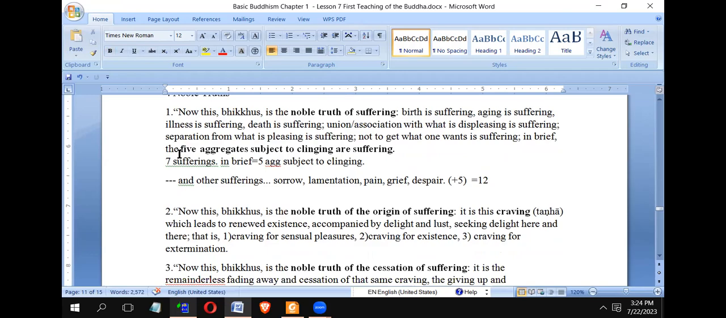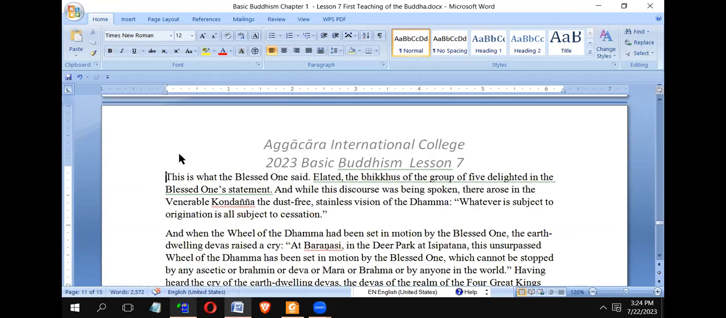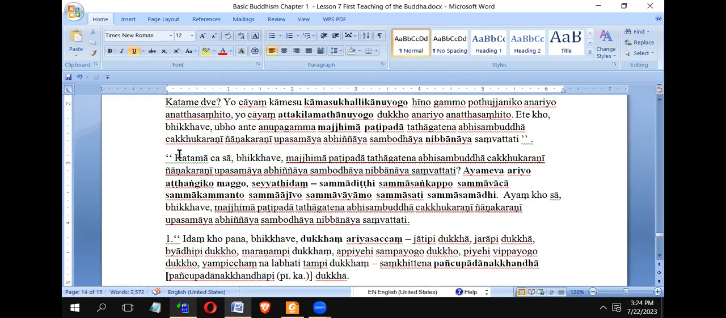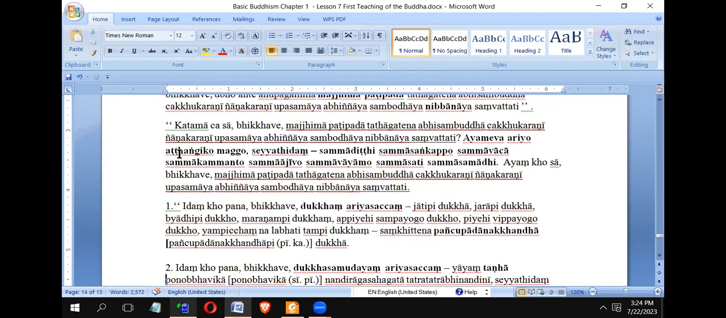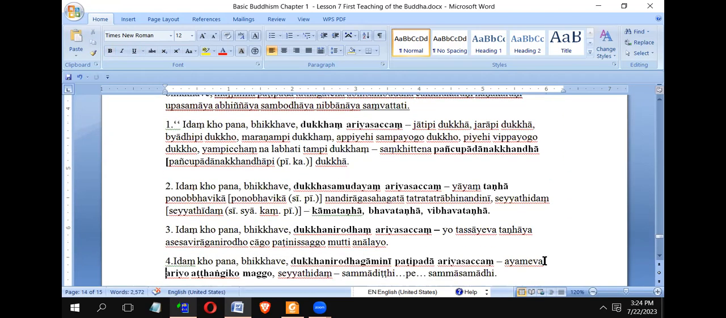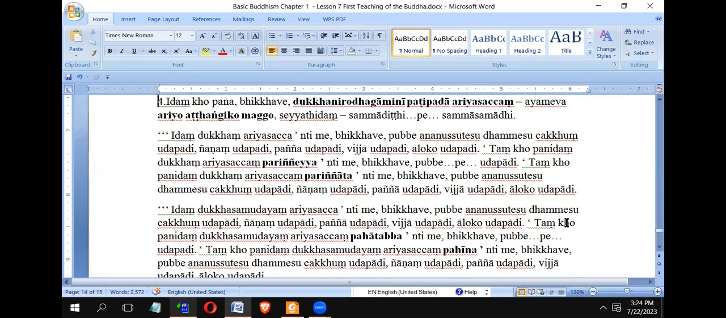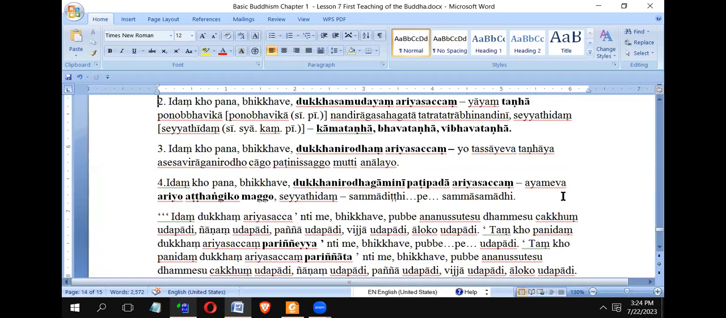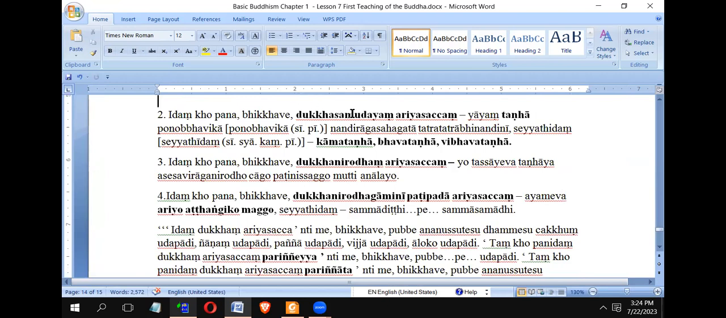Then the second noble truth. So we look at the Pali. Idam kho pana bhikkhave dukkhasamudayam ariyasaccam. Samudaya means origin of suffering. Yayam tanha ponobbhavika nandiragasahagata tatra tatrabhinandini, seyyathidam kamatanha bhavatanha vibhavatanha.